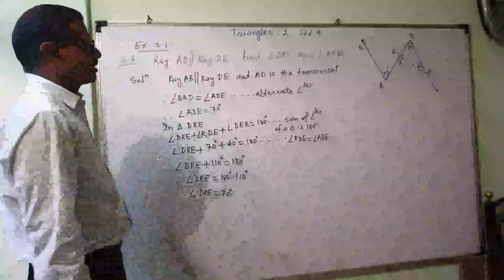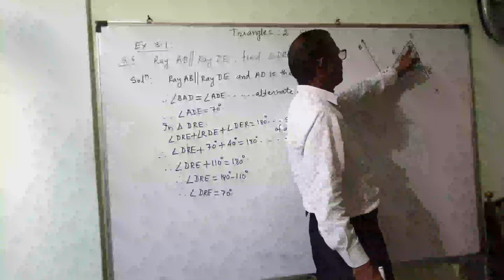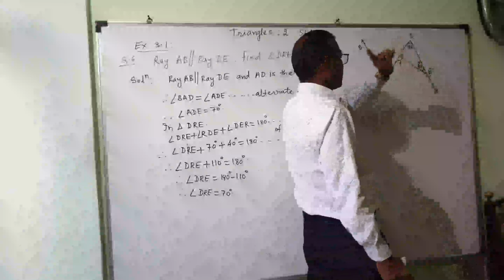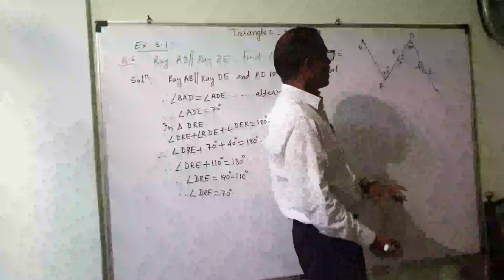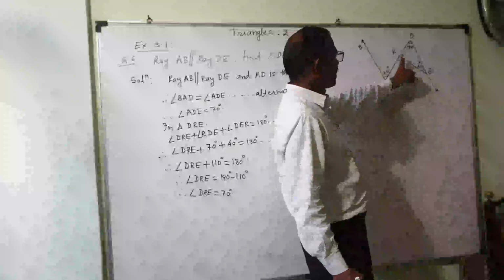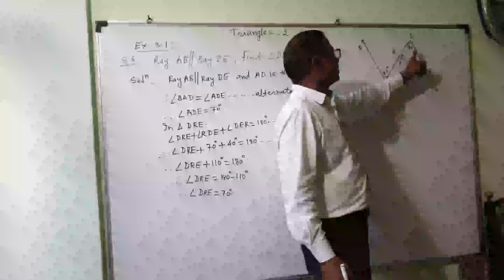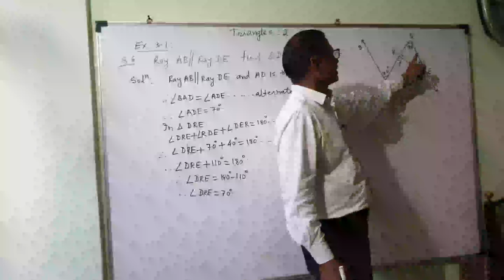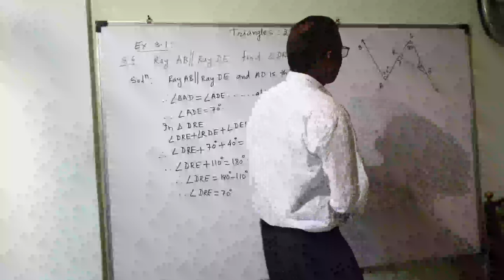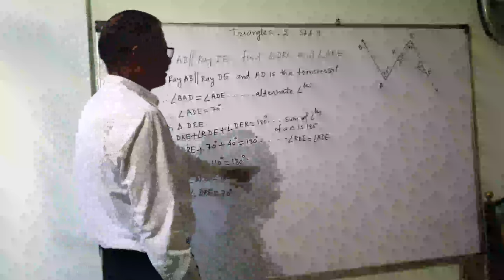So DRE also 70. See that? 70 plus 70, 140 plus 40 is 180. So correct. So from this, for the scholar students, it may be asked also that show that DE equal to RE. This is 70, this is 70. So the base angles are equal. So the sides are also equal. Now I want to find ARE. ARE also.